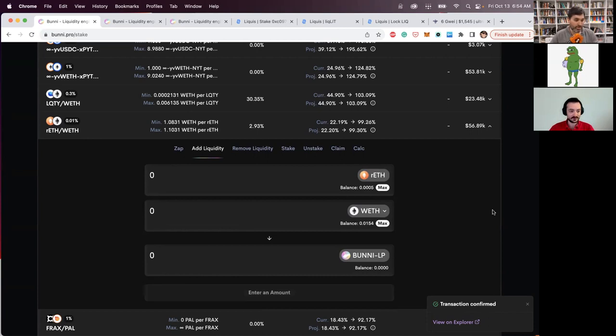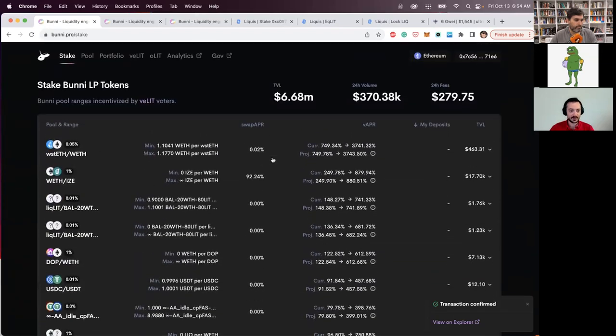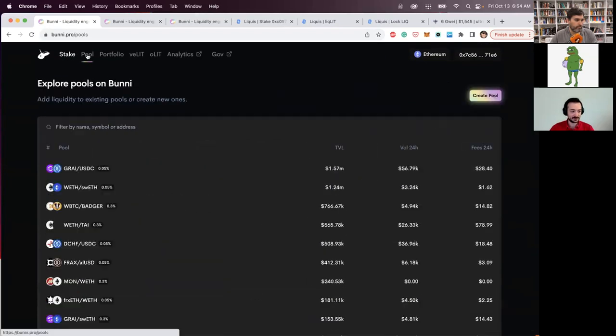Okay, now the transaction has gone through. So the numbers are all cleared. I presume that's all done. So how can I see now that I have a position on Bunni? Let's first explain that this position currently still earns you the swap fees, the number in the middle, the 2.93%. Even if you did not stake, you're earning this. Now, to see your position, I think you can just go on the very top of the website and go on the pool page. And then you can search for rETH.